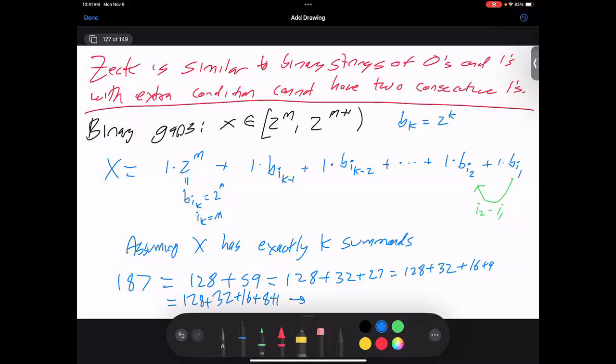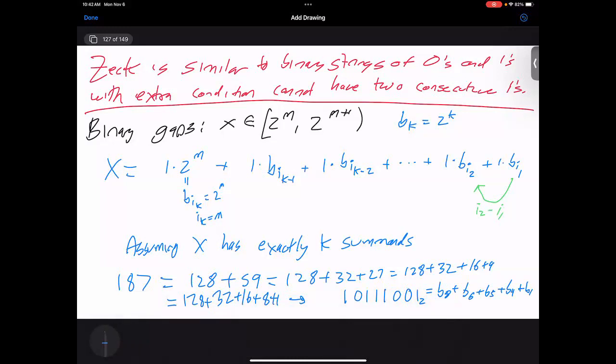So if I want to write this in binary, I have 1, I don't have 2, I don't have 4, I have 8, I have 16, I have 32, I don't have 64, I have 128. So this would be B8 plus B6 plus B5 plus B4 plus B1. Okay.